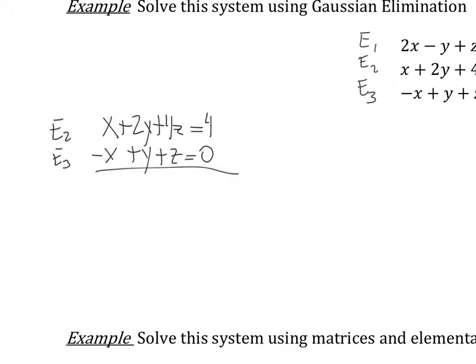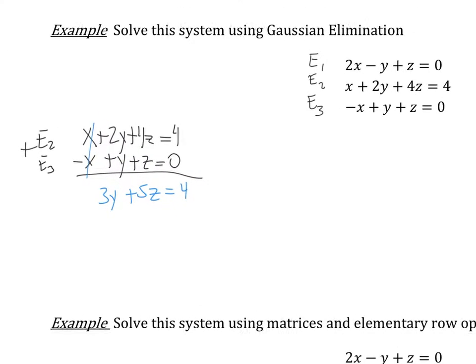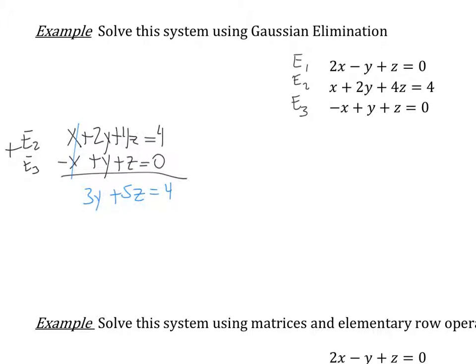So we've got our equations, E2 and E3, and let's go ahead and add these together. And the x's cancel, that's nice. 2y plus y is 3y, and 4z plus z is 5z, and 4 plus 0 is 4. So we've got a new equation there, and let's try to eliminate x from a different pair of equations.